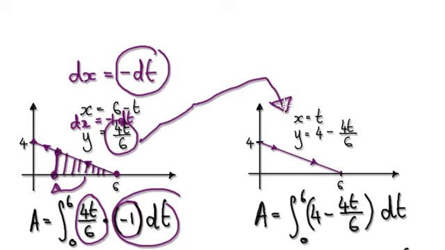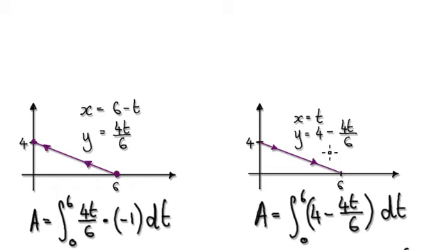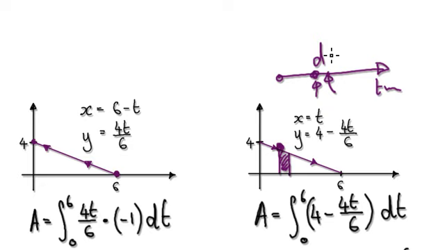Now look at this scenario here. We are summing up everything. Remember, we are traveling from left to right in this scenario. Let's just zoom in to one strip. I'm going to exaggerate the thickness of that strip. So this is time here. Let's say at this time the particle is right here, and then the next moment, after a small change in dt, the particle would be right here. So you can see that as time goes on, the dx here would be positive.